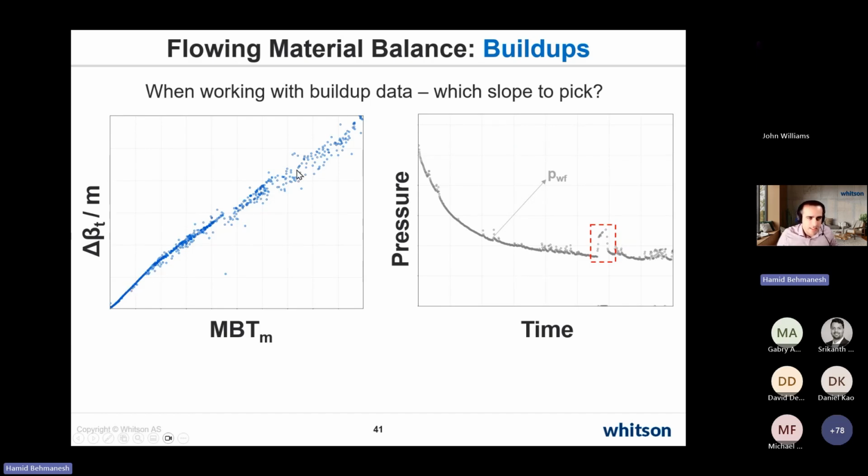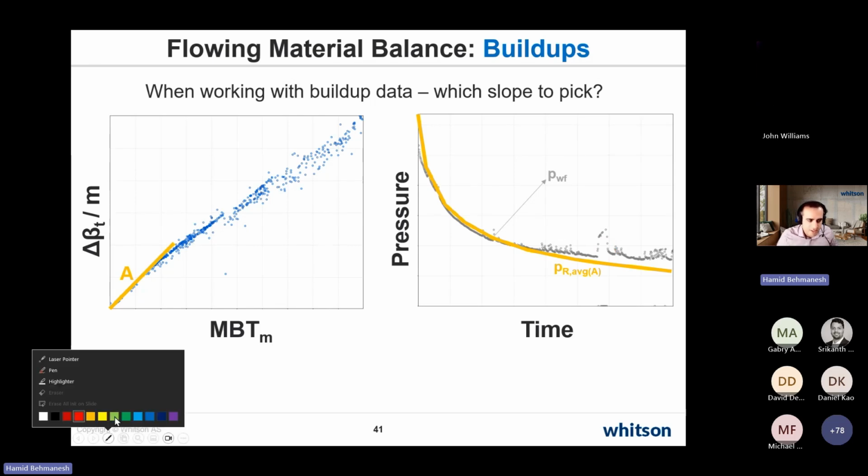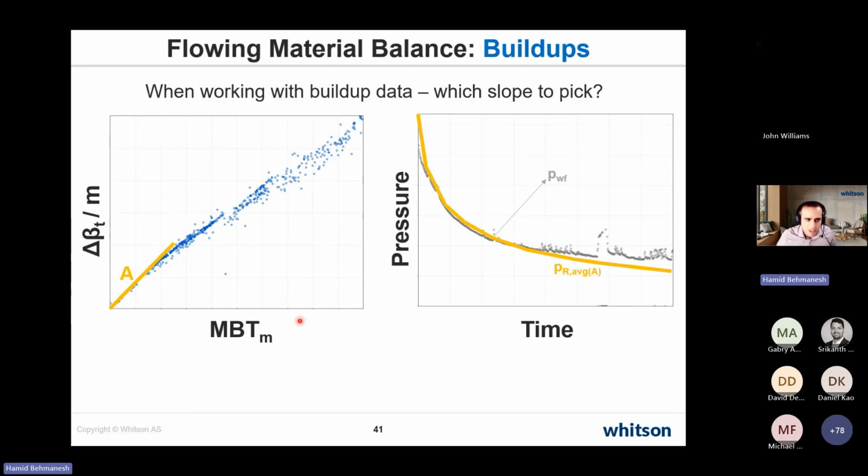In this case, let's say the data is very clean data. So let's try putting some lines on this data and see. If this is my line, it's going to be my average reservoir pressure. Definitely violated the fact that average reservoir pressure should be higher than the bottom hole pressure. If I adjust my slope a little bit along this line, then I'm going to be at this average reservoir pressure.